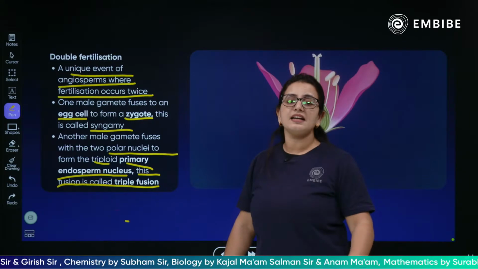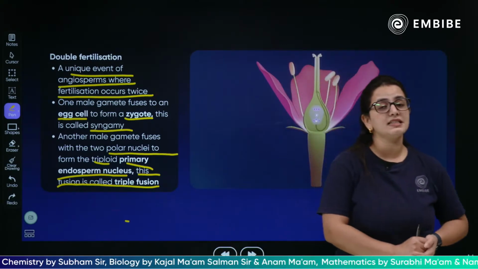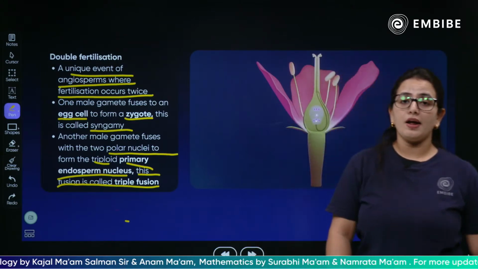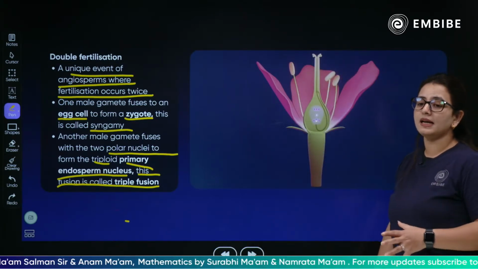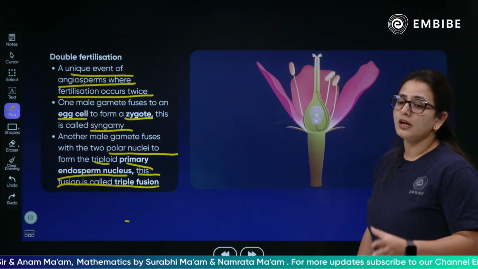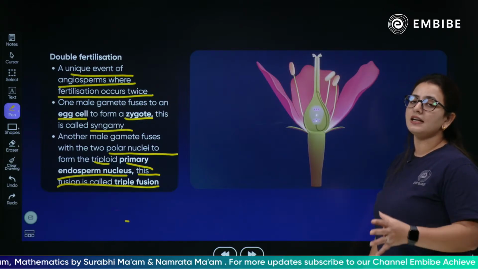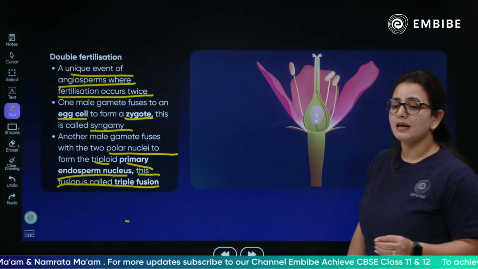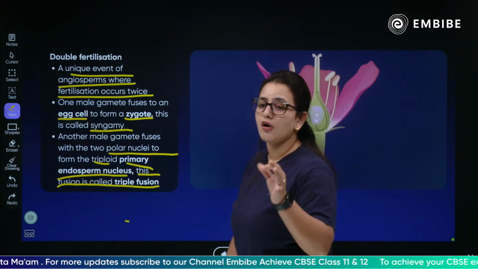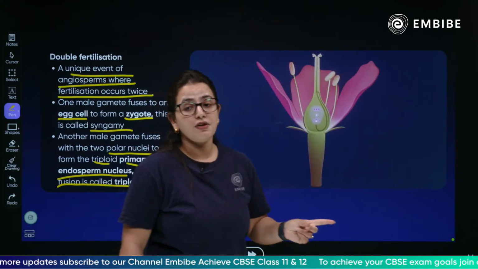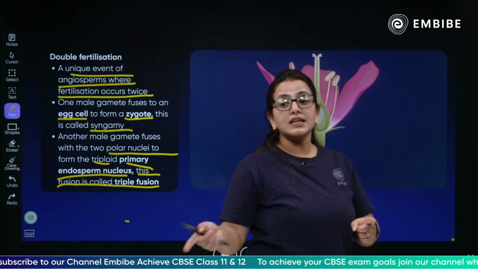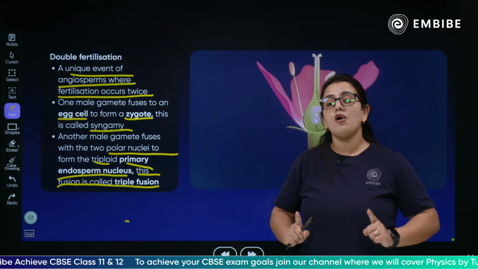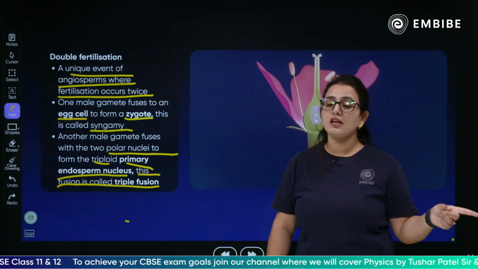This is the unique event taking place in angiosperms, which is called double fertilization, where one male gamete goes and fuses with the egg cell, and the other male gamete fuses with the polar nuclei or the central cell, resulting in the formation of endosperm. This is what you have to remember. In angiosperms, the formation of the endosperm is after fertilization. On the other hand, in gymnosperms, the formation of the endosperm is before fertilization.